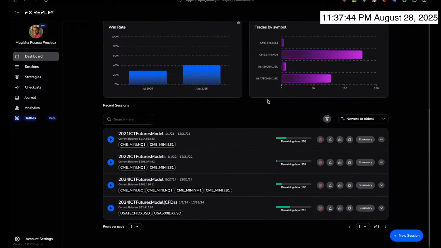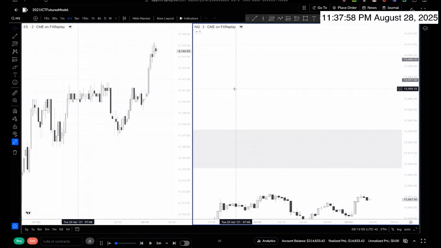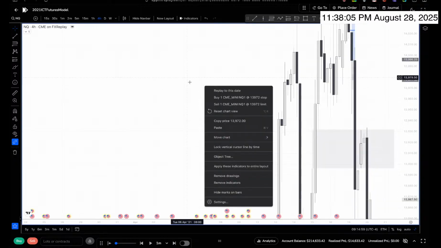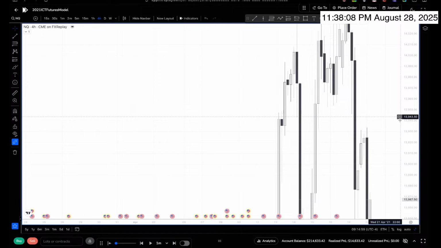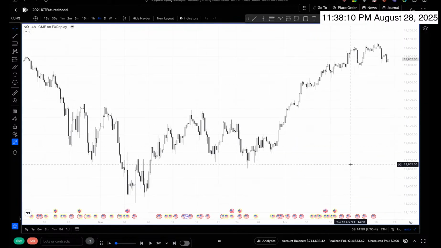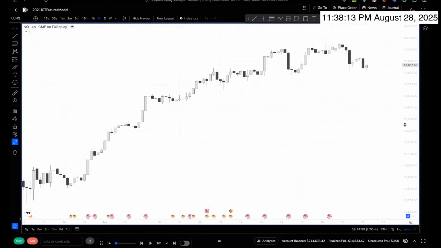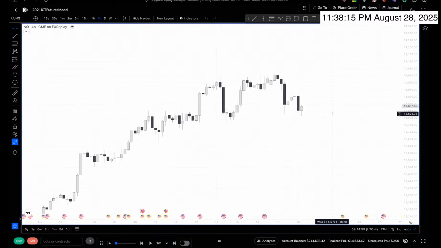So yeah, let's do some backtesting, 2021 ICT futures model. Learn how to trade the time price. So I'd like to go to the 4 hour. Okay, so how's it looking like? Well, looks like we've got an update.